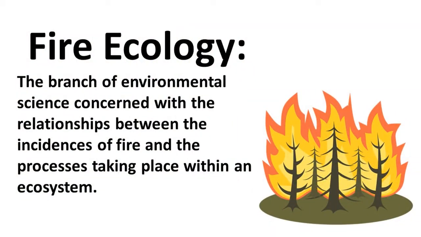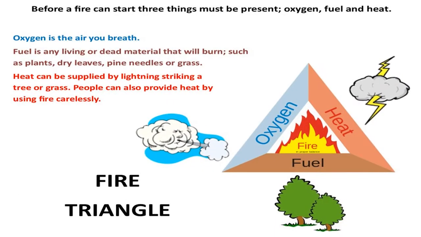Fire ecology, the branch of environmental science concerned with the relationships between the incidences of fire and the processes taking place within an ecosystem. Before a fire can start, three things must be present: oxygen, fuel, and heat. Oxygen is the air you breathe. Fuel is any living or dead material that will burn, such as plants, dry leaves, pine needles, or grass.